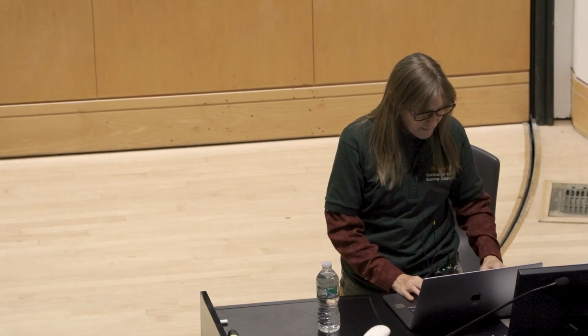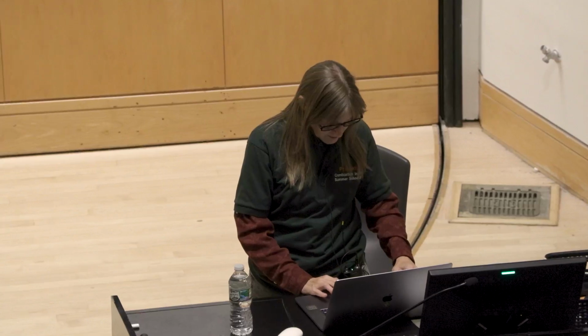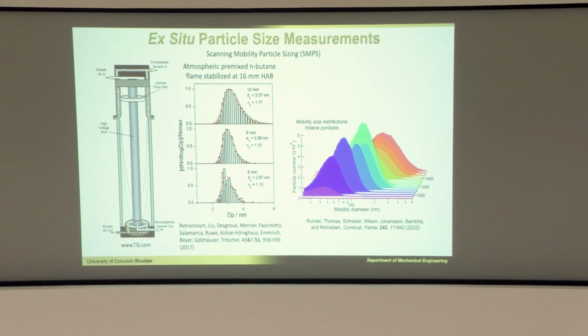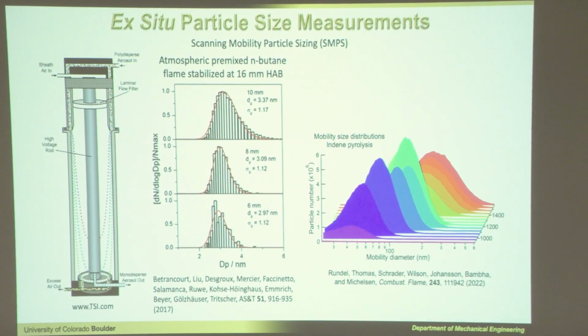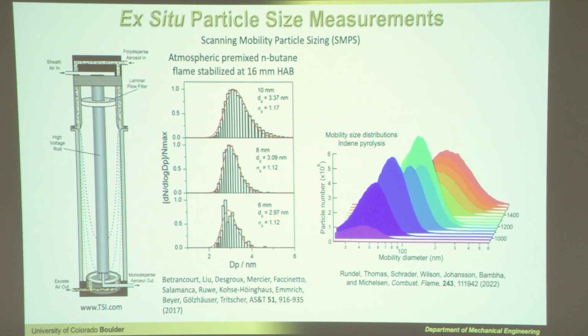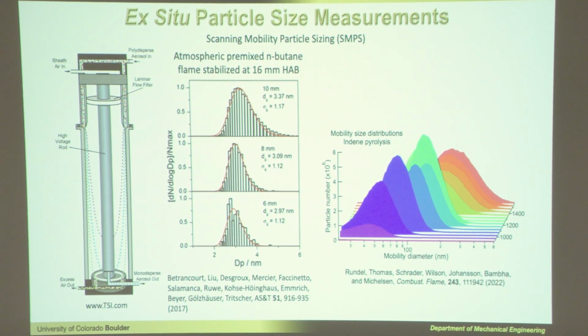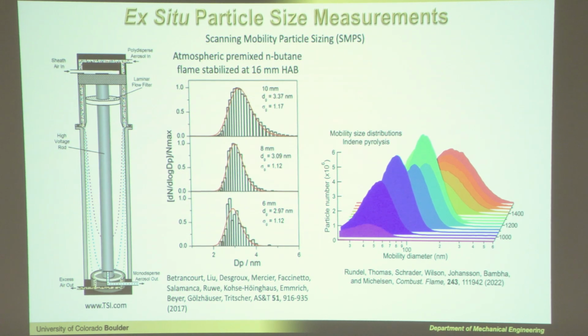Let me see if I can go back. Hold on a second. Is this what you're talking about? Yeah, so the color is actually color coded by the temperature at which the experiment was done. These were individual experiments measuring the particle size distribution as a function of the pyrolysis temperature. Does that make sense?